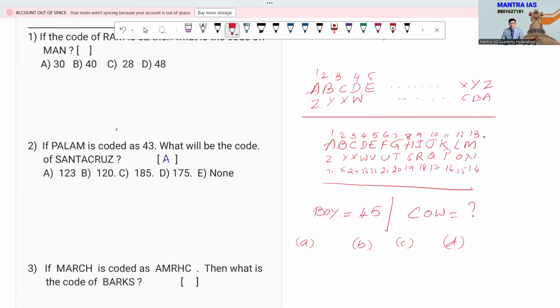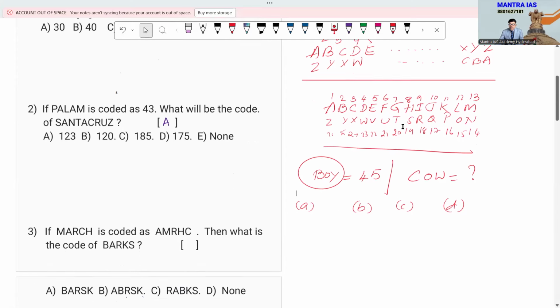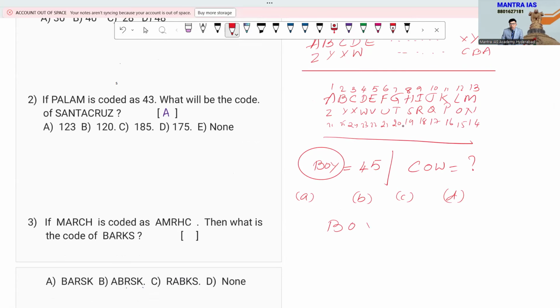So how has boy become 45? If you find the logic, automatically implement the same logic on the right side. So B, O, and Y: write the place of each letter from 1 to 26. B is 2, O is 15, and Y is 25. Add all these: 25 plus 15 is 40, plus 2 is 42. But we have 45, sir. So what did you do in this case? Simply adding 3 to this, it has become 45.